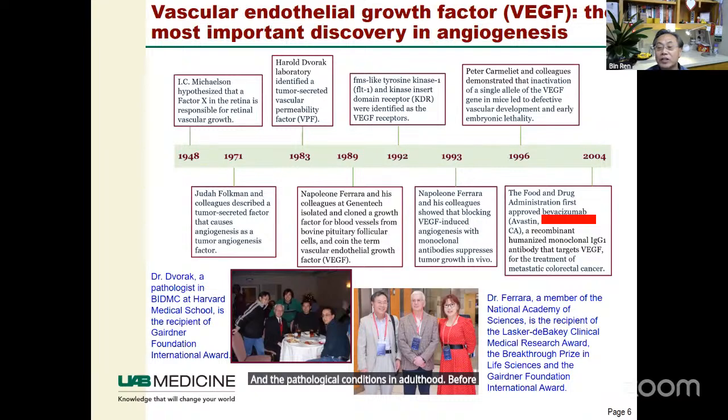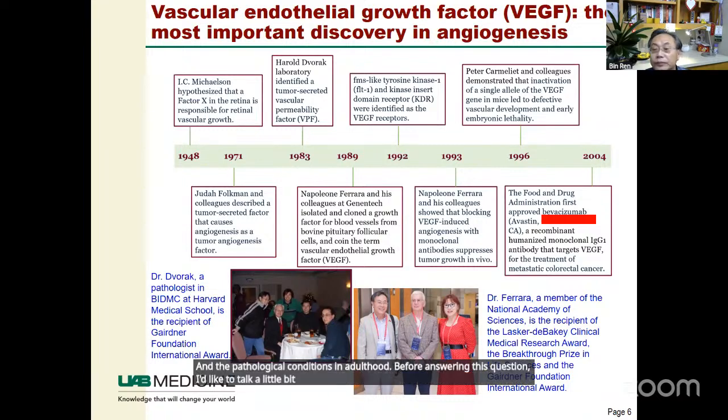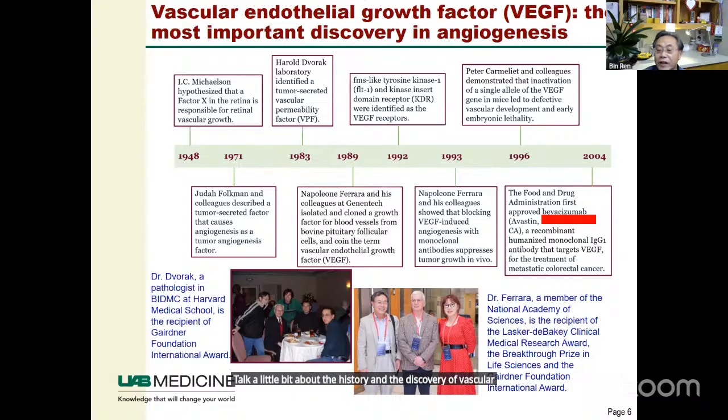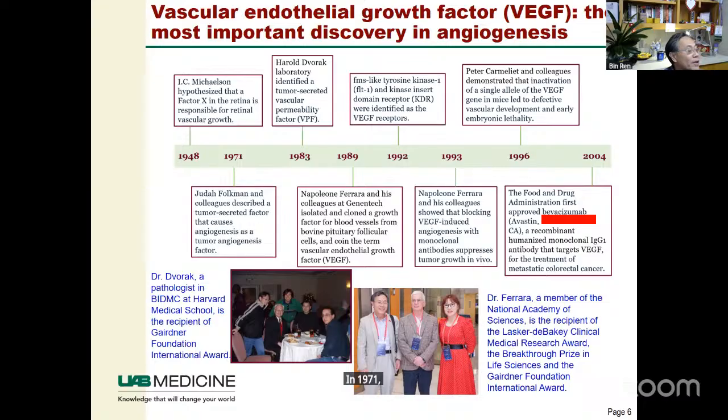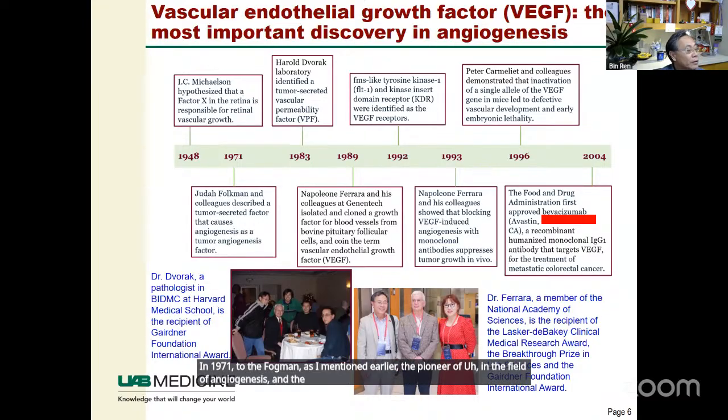Before answering this question, I'd like to talk a little bit about the history and the discovery of vascular endothelial growth factor, VEGF, the most important finding in the field of angiogenesis. In 1948, Mattinson hypothesized that a factor X in the retina is responsible for retinal vascular growth. In 1971, Judah Folkman, as I mentioned earlier, the pioneer in the field of angiogenesis, and colleagues described a tumor secretory factor that causes angiogenesis as a tumor angiogenesis factor.